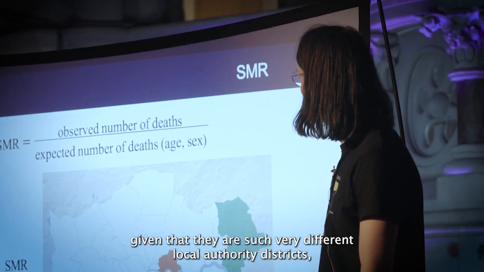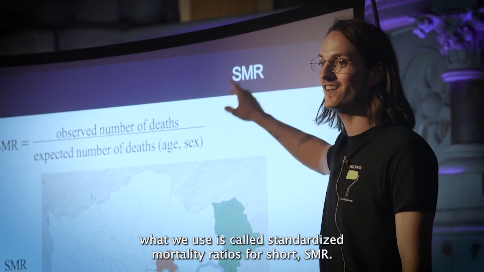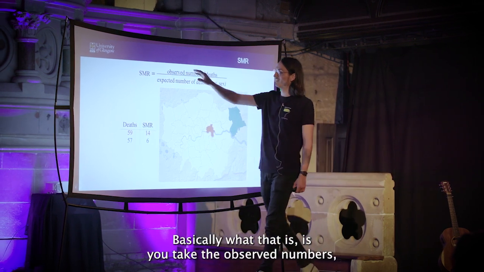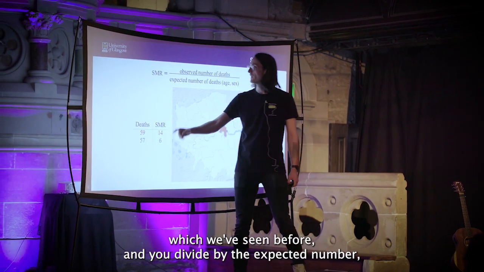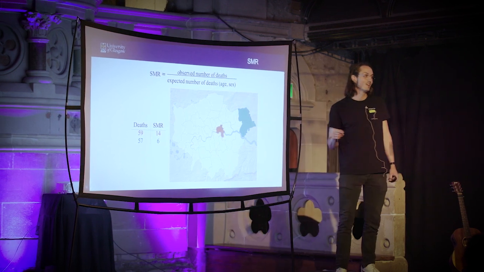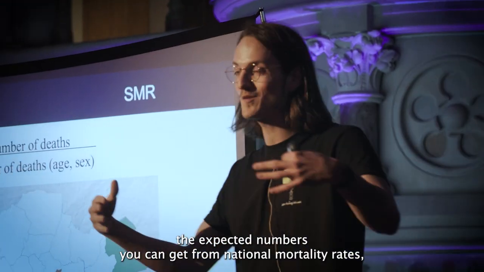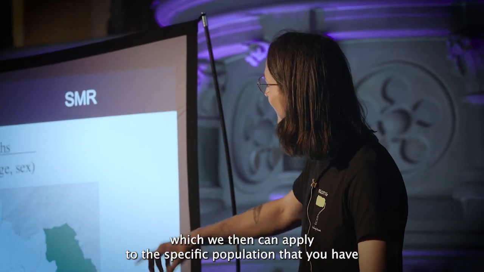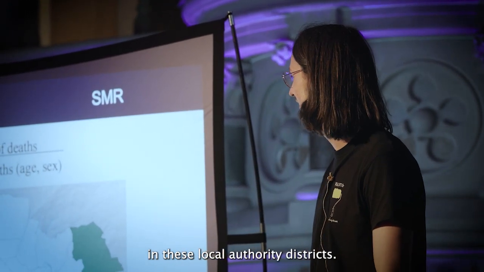Well, what we use is called standardized mortality ratios, SMR for short. Basically what that is, you take the observed numbers, which we've seen before, and you divide by the expected number. Now the expected numbers you can get from national mortality rates, which we then can apply to the specific population that you have in these local authority districts.